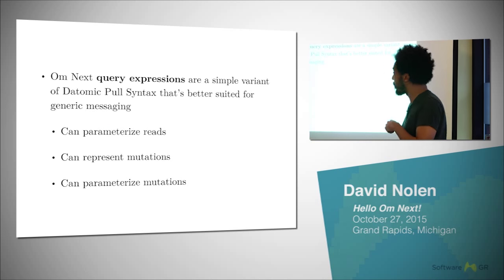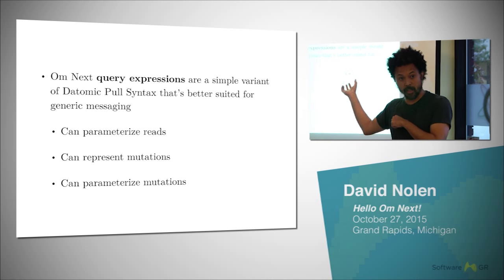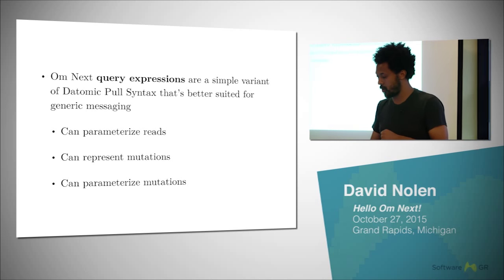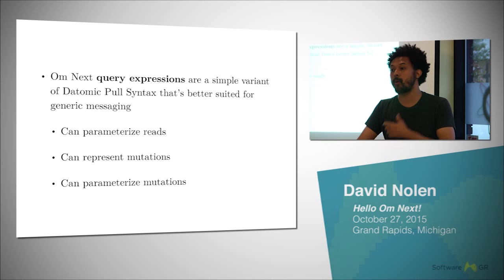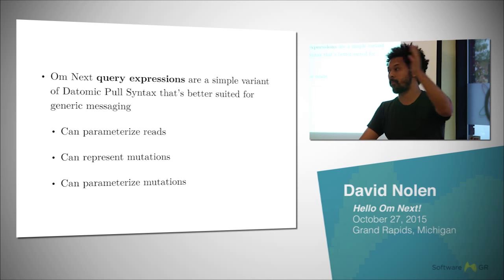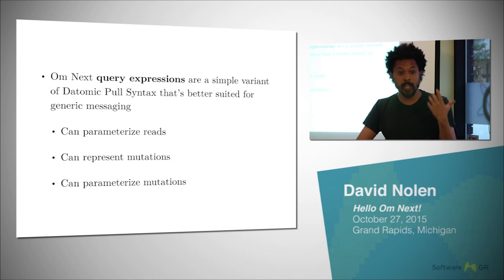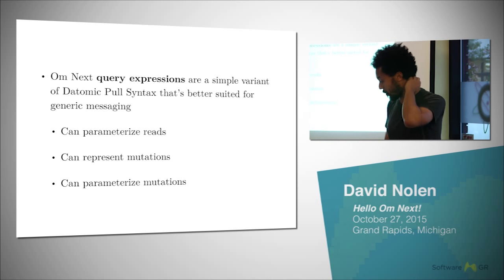What does a query expression look like? It's just a variant of something called Datomic pull syntax, and I've modified it a bit. It's not really a strict superset, but it's better suited for generic messaging. Datomic pull is a bit too restricted in what it lets you describe. It allows us to do the things that you want to do on the web. When you hit an endpoint, you want to be able to parameterize it, right? URL plus URL parameters. You need to be able to parameterize something. You can represent mutations. So in REST, you could do this by saying it's a PUT or it's a POST, right? You need to be able to talk about what a mutation looks like. So we can do this as well. And of course, we need to be able to parameterize those as well.